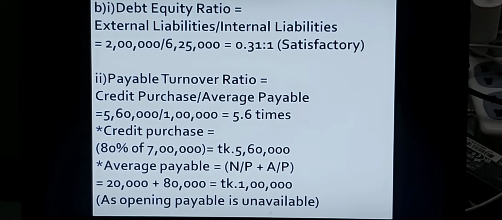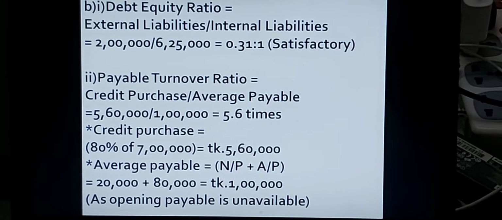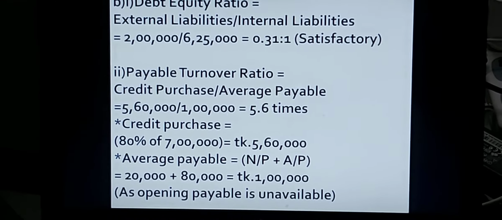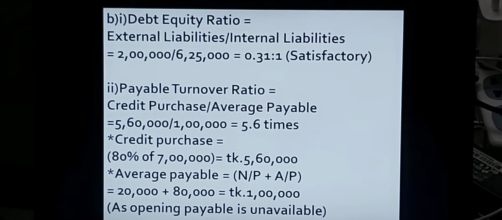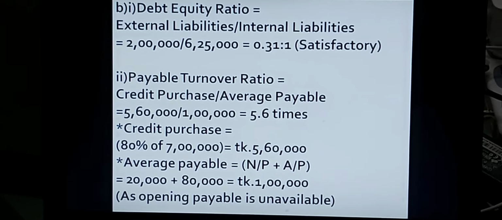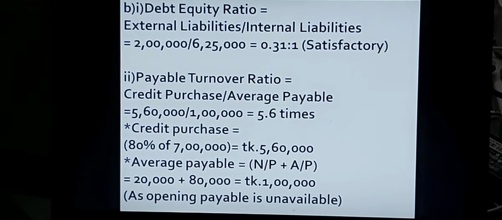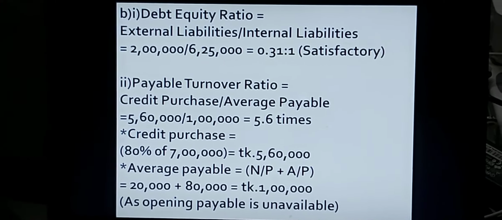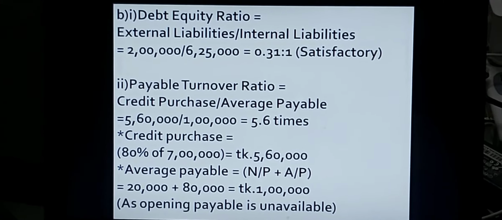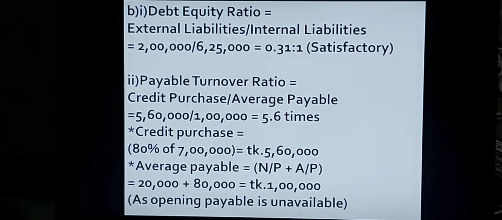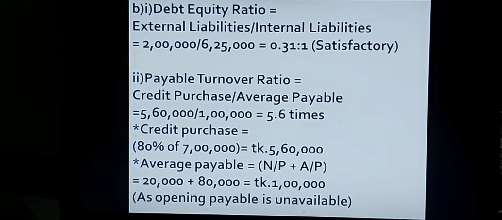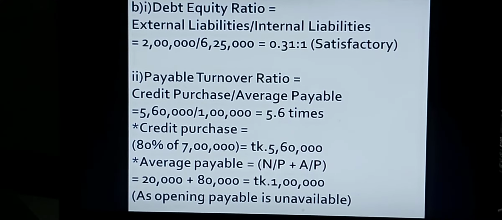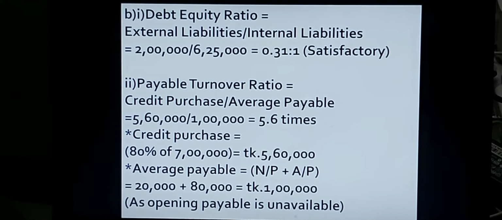Okay, next ratio is the payable turnover ratio. Its other name is creditors turnover ratio. Payable turnover ratio is equal to credit purchase divided by average payable. In this question, from the other information, purchase amount is total 7 lakh but 20% is cash, that is 80% on credit of 7 lakh, that is the amount of credit purchase taka 5 lakh 60,000. And above is payable, only two payables are available on the liability side, notes payable and accounts payable, but no amount for opening payable.